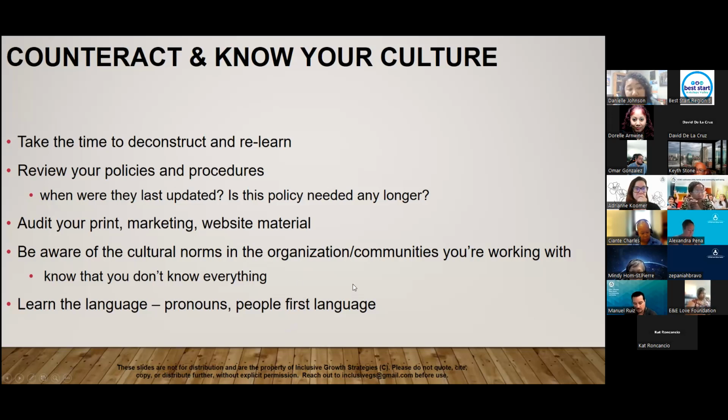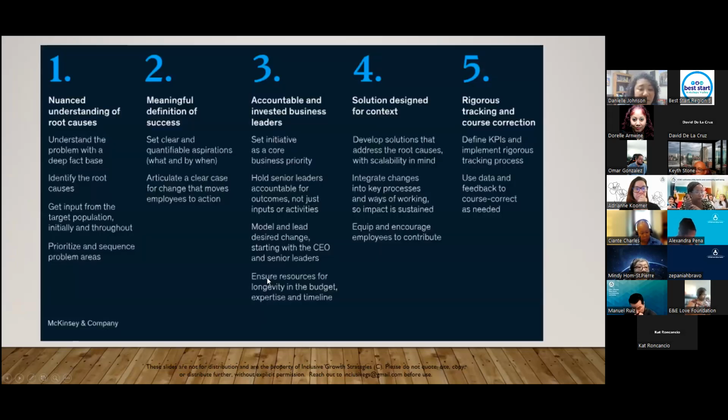Learn the language. Is it pronouns? Is it people first language? What are the things you need to know to engage with the communities that you're working with, your colleagues? What are those things, right? You can't keep mispronouncing someone's name. How do you work on it off the clock?